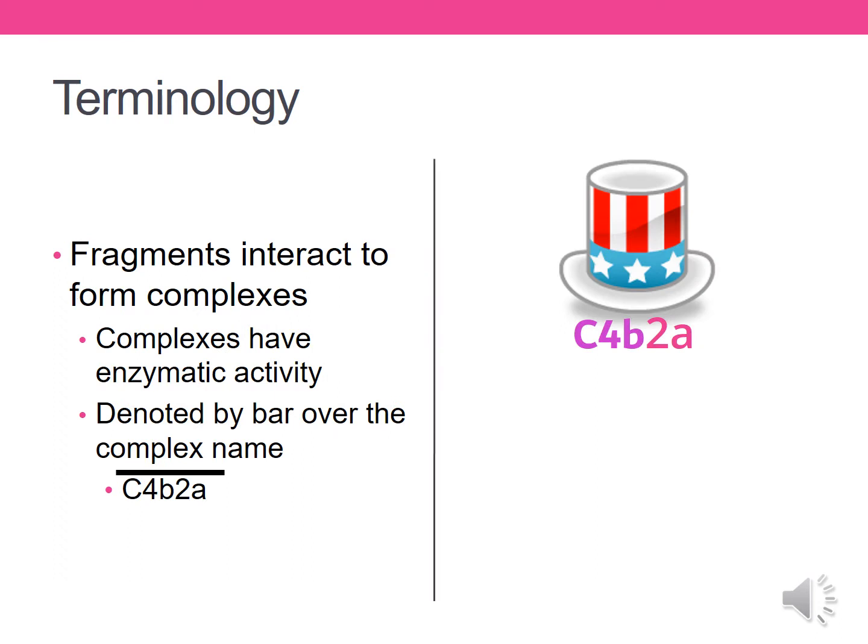As we go through the pathways, we'll also see fragments that interact with each other to form complexes, and these complexes have enzymatic capabilities. For instance, C4B2A can cleave C5 into C5A and C5B. These enzymatic complexes are denoted with a bar over the top of them. So when you see that bar, you'll know that this is a complex and it does have enzymatic activity.